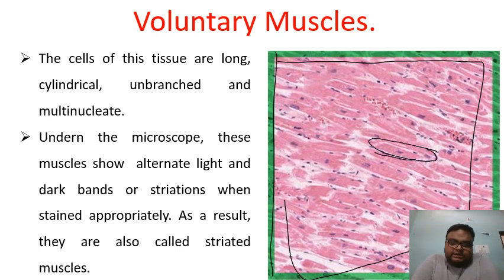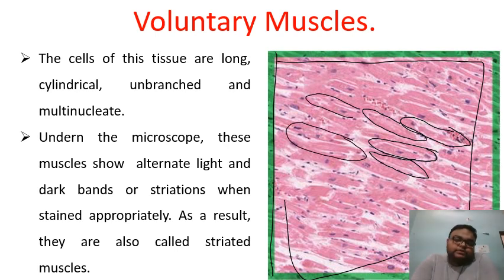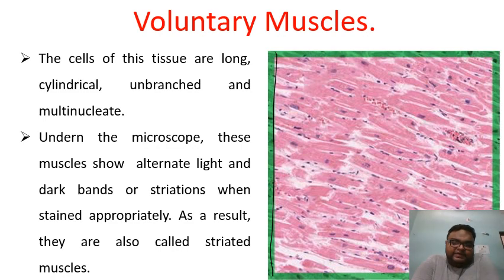These are long, right? These are not branched, right? These are just one only. There is no branch coming out of it, right? There are no branches out of it. So these are unbranched, long, and after that, what you will see? You will see that in every cell you will find multiple dots.